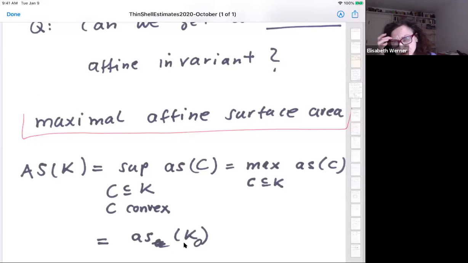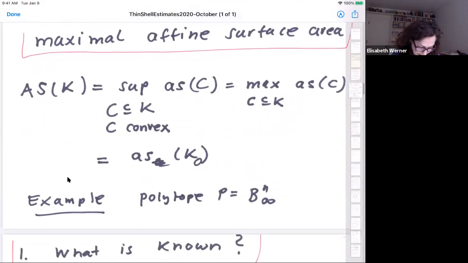It is attained at a convex body. Sometimes I call it K0, sometimes I call it C0. By upper semi-continuity and compactness, this sup or this maximum is attained at a specific body K0. And then, having defined this maximal affine surface area, one can actually show that this is continuous. This is pretty easy to see, and I do not want to dwell on that too much, but it is continuous.